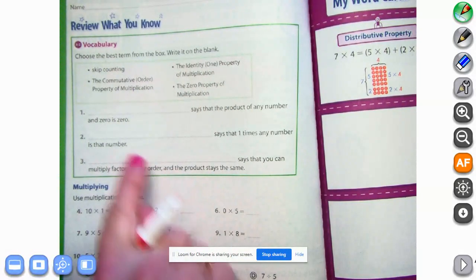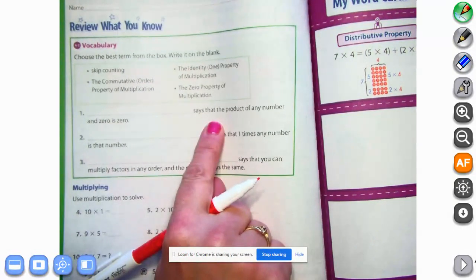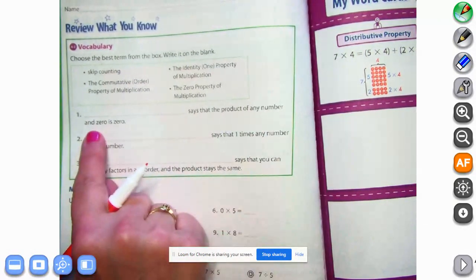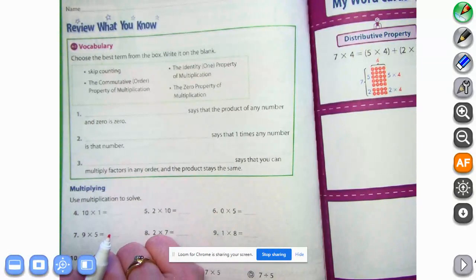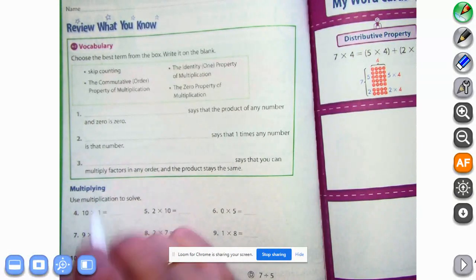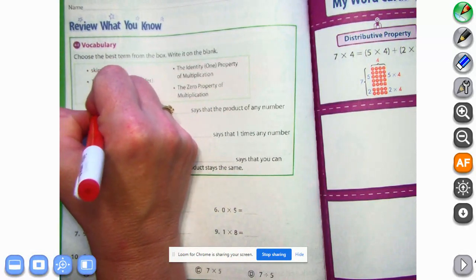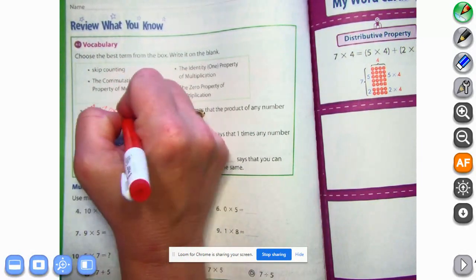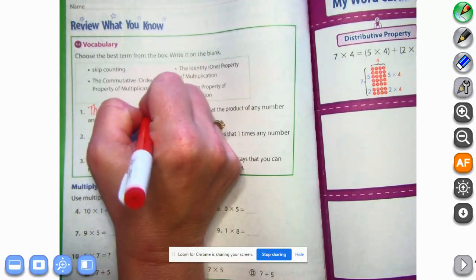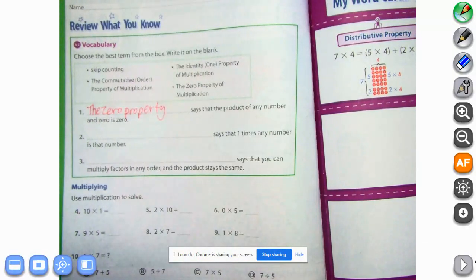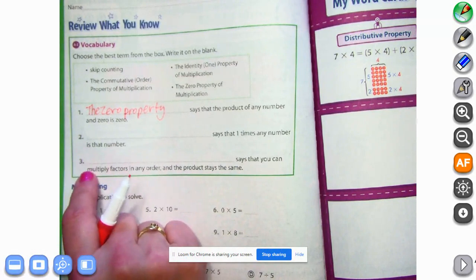So the first one says, blank says that the product of any number and zero is zero. So anything times zero is zero. Which property is that? It's the zero property. That's all I have room for. So go ahead and get that written in.